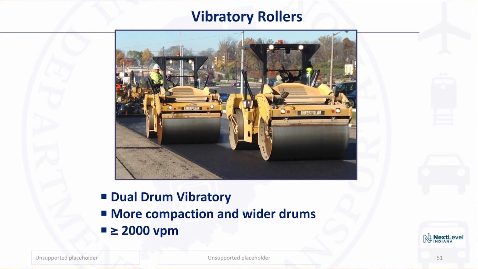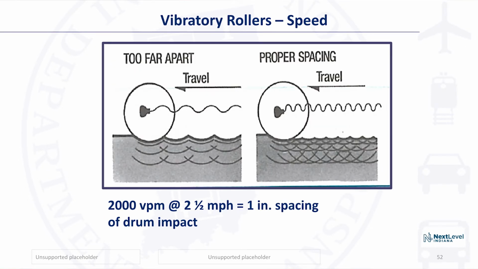Vibratory rollers. This was out on US 40 in Richmond, I think. We have a minimum requirement greater than 2,000 vibrations per minute. Things like that. Here's a picture of what we're talking about. We're trying to make sure that drum is actually hitting that pavement about every inch.